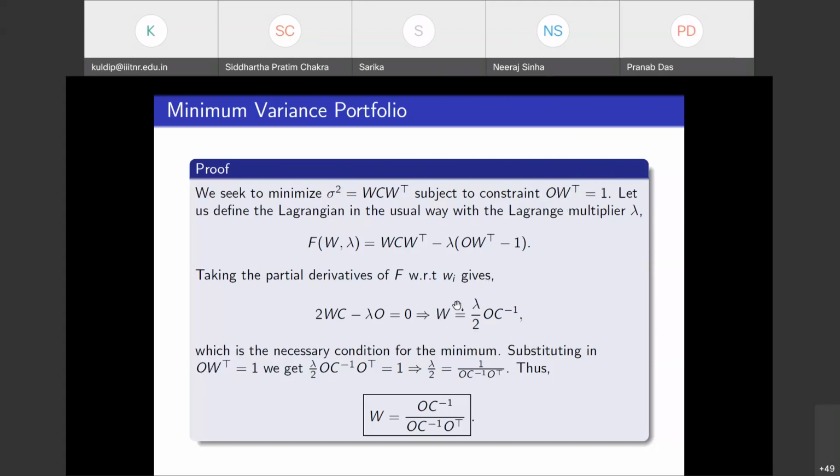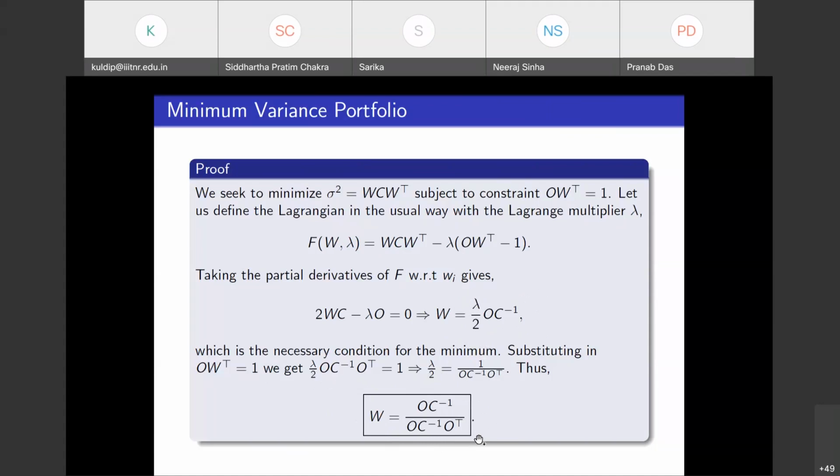So once you substitute this W in the constraint, what does it become? It is OW transpose. So it is nothing but O into OC inverse into lambda by 2, this quantity transpose, equal to 1. And then you can solve this for lambda by 2, and then you substitute this value of lambda by 2 here to get the weights now in terms of known quantities. Until this step, lambda was still unknown, but now you have everything in terms of known quantities.